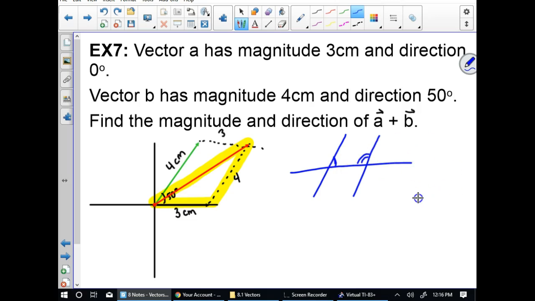Do they look the same? No, they're not the same. We can't always assume that, but they're not. They add up to 180. Consecutive interior angles add up to 180.